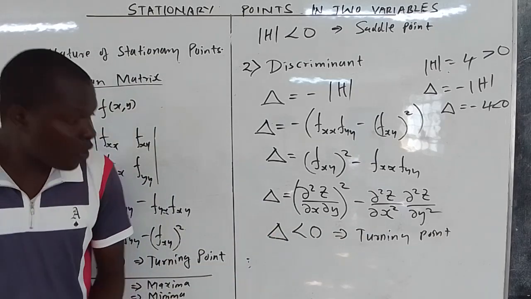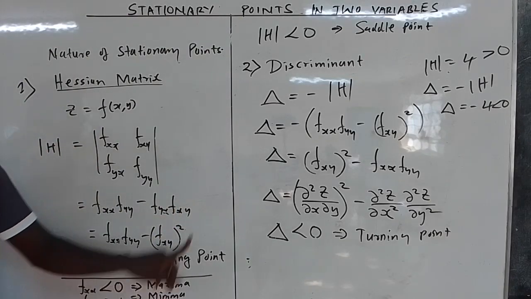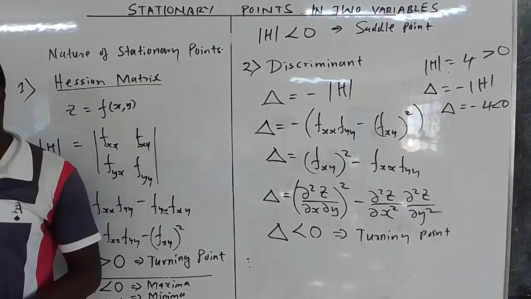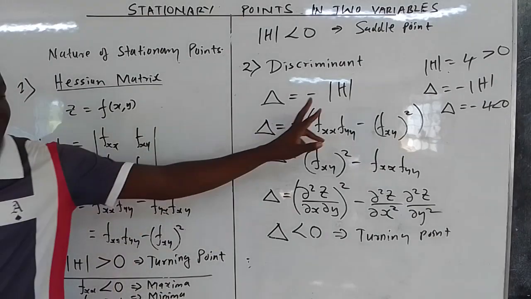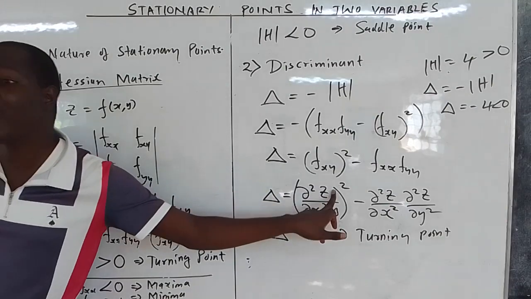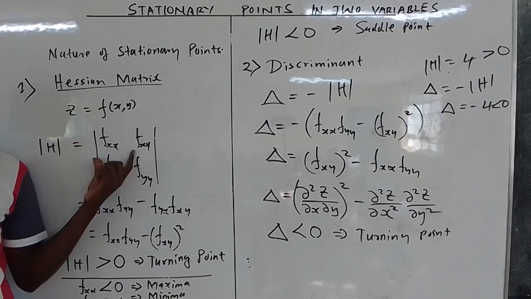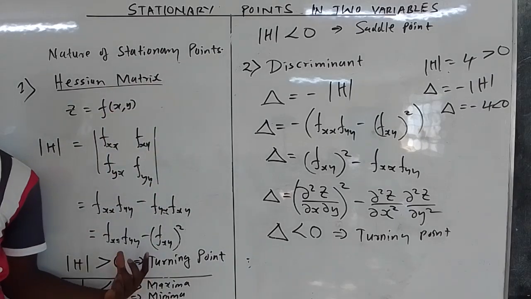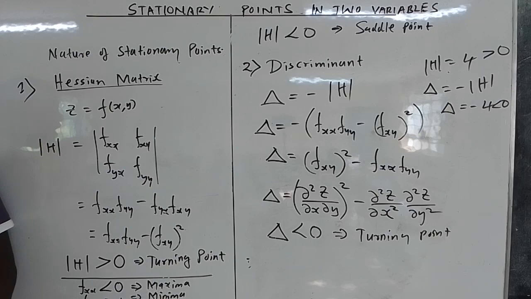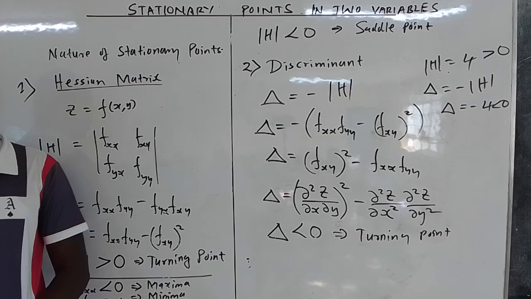Are we together? This one is greater than 0 defining a turning point, but this one is less than 0 defining a turning point, because the discriminant is the negative of the determinant. So that is the reason why we say, if you want to use the discriminant, you must know how to get the formula of the discriminant. The formula of the discriminant will only come out if you know how to construct a Hessian matrix, isn't it? Are you together? So when you are using the Hessian matrix, the determinant must be greater than 0 to get a turning point. But when you want to use the discriminant, it must be less than 0 to get a turning point.